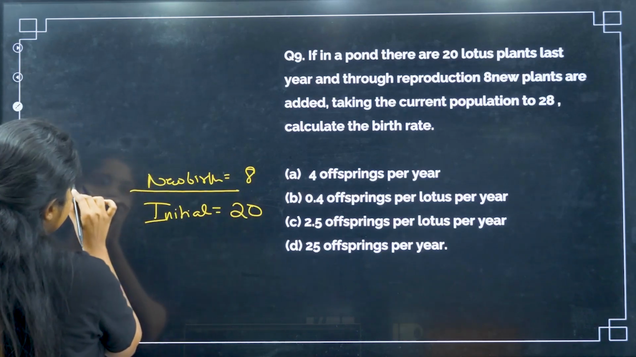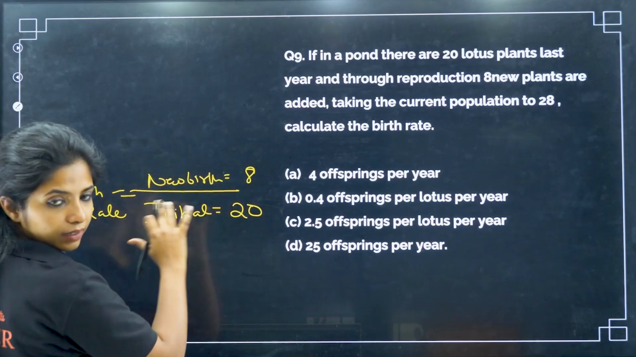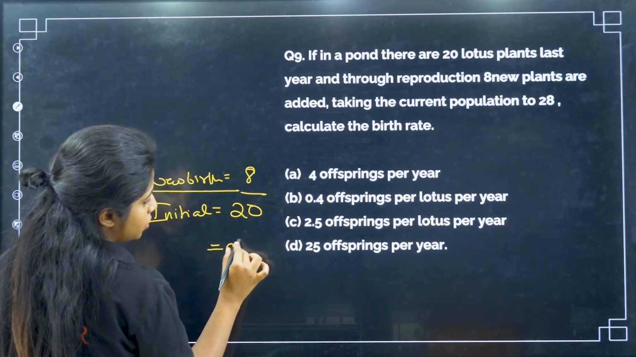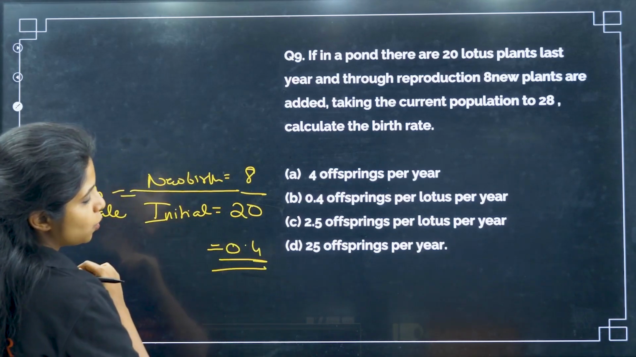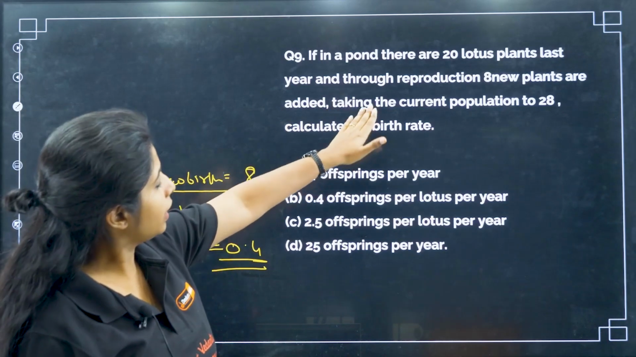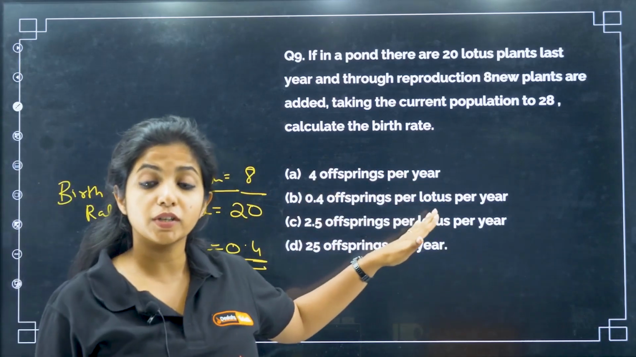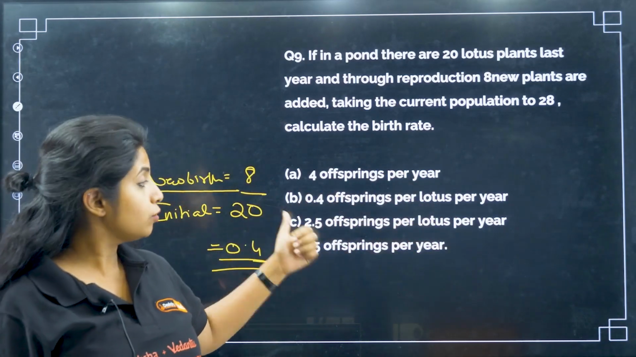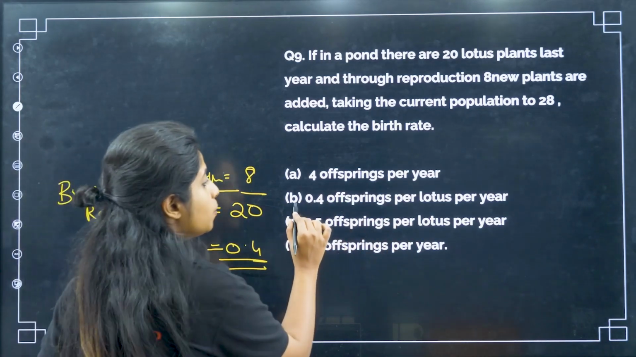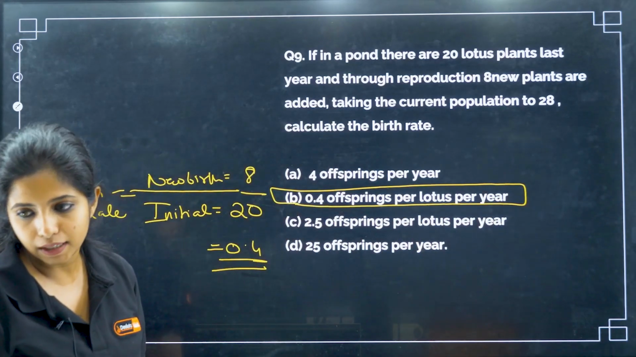So what is the formula for finding the birth rate? If you want to find the birth rate, you divide new births by the initial population size you had. That is almost going to give you 0.4. Yes, 0.4. So, taking the current population 28, calculate the birth rate: 4 offsprings per year, 0.4 offsprings per lotus per year, 2.5 offsprings per lotus per year, 25 offsprings per year. What is your answer? It is 0.4 offsprings per lotus per year. This is your birth rate, my dear champions.